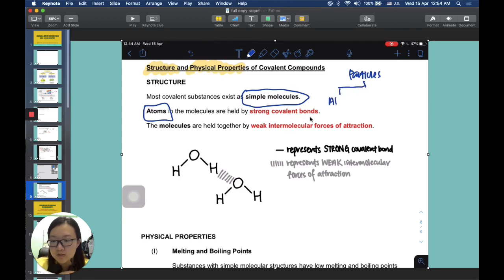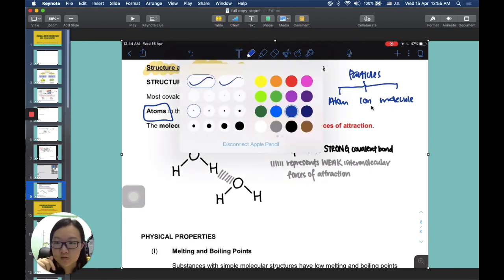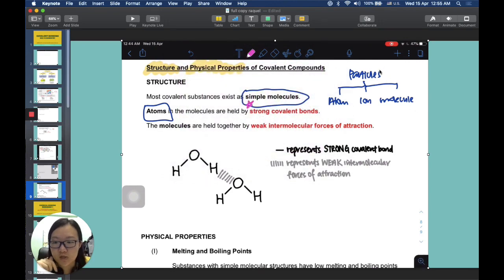Let me again take this opportunity to remind you of this. Back in chapter 1, we said you need to know the difference between the three particles eventually, and now is the time. By the time we finish this chapter, which is today, you need to know the difference between atoms, ions, and molecules. Particles is just a general term to refer to these three. Please put a lot of stars for these two parts, strong covalent bonds and weak intermolecular forces of attraction. You need to understand.